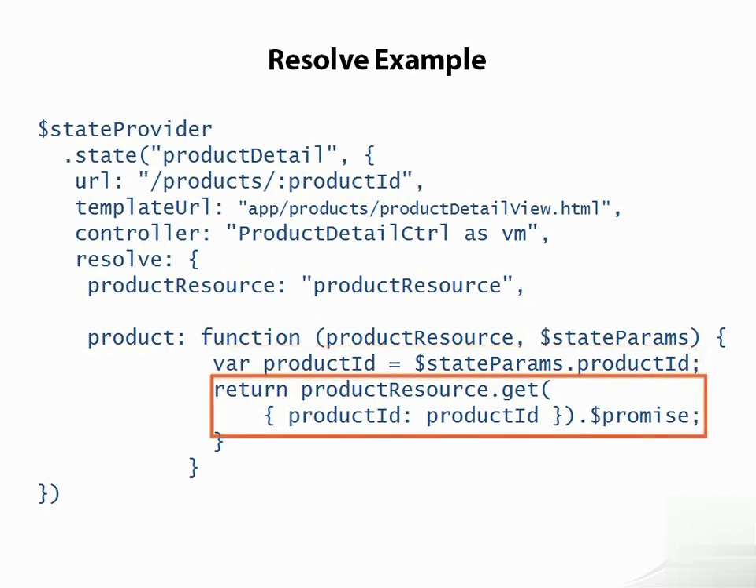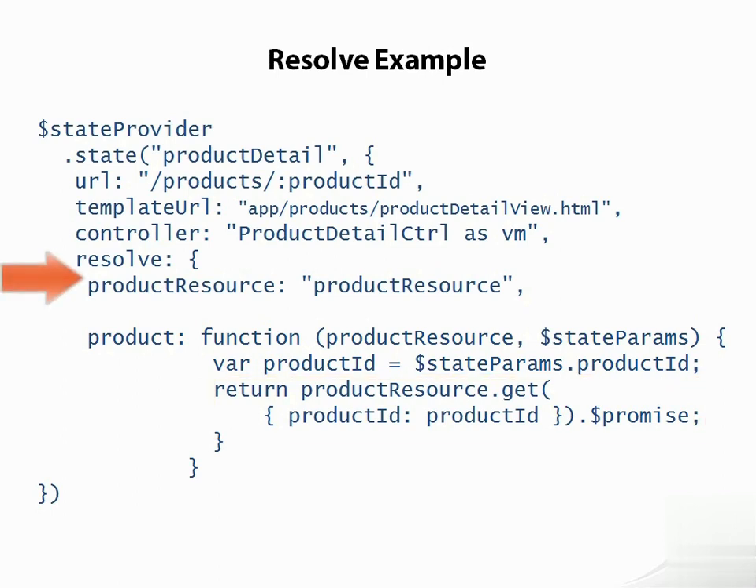The second line of this function retrieves the defined resource using the get method of the product resource service, passing in an object with the ID of the product to retrieve. The function then returns the associated promise. You can add any number of key value pairs here if you need to obtain multiple sets of data for the state.